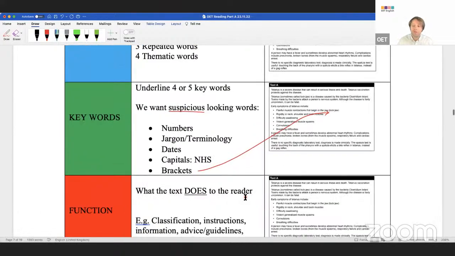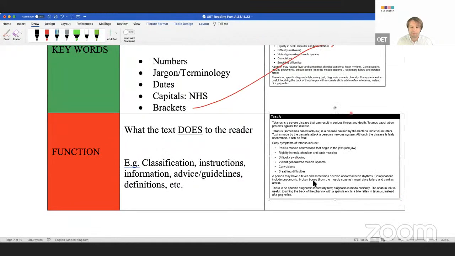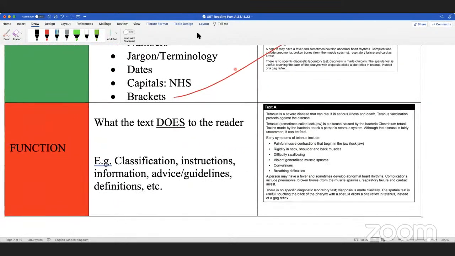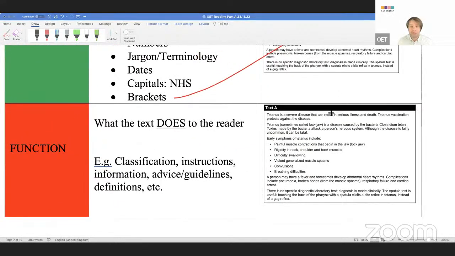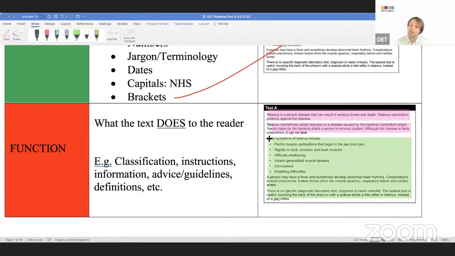Okay. What's the function of this text here? Does anyone know what the function here is? Is it definition first? We have a definition at the start, don't we? Tetanus is a severe disease, so we have a definition here. And then what do we have? Symptoms. This is also definition, actually. Two definitions. Symptoms is the main idea, isn't it? Okay, so the function is for information. So there are two functions in this text. We have definition in purple, and then we have information.